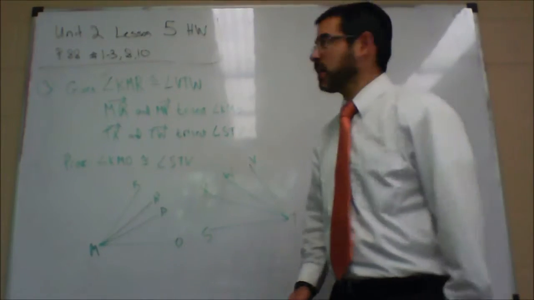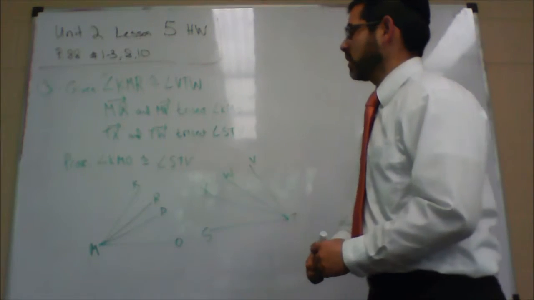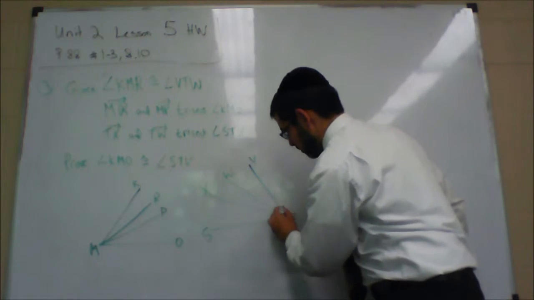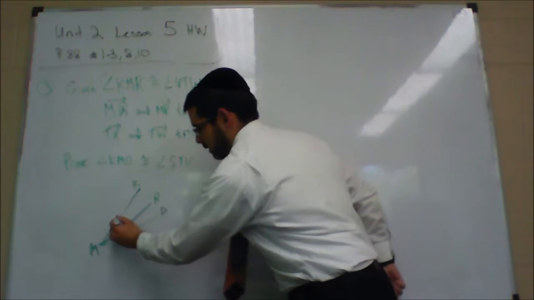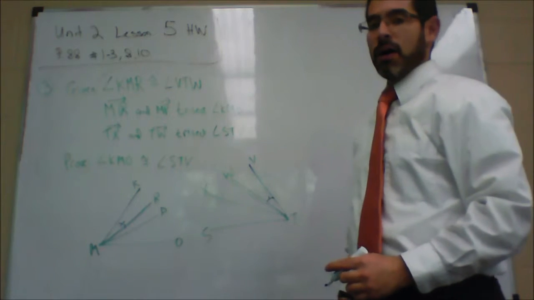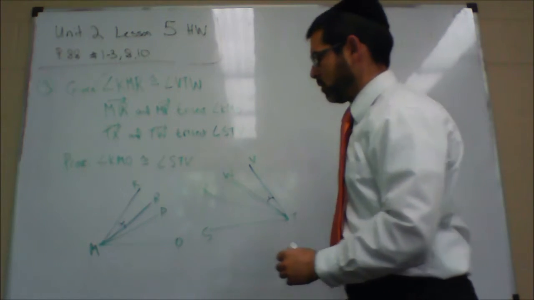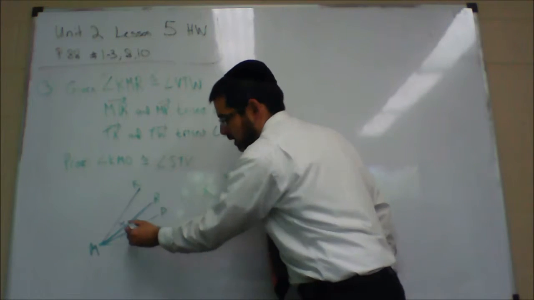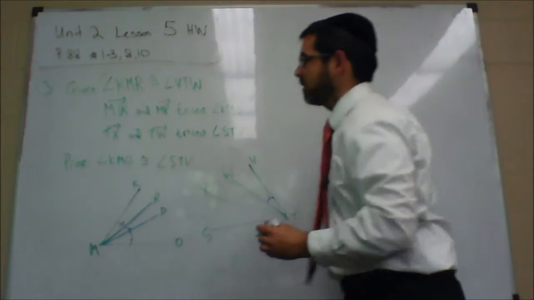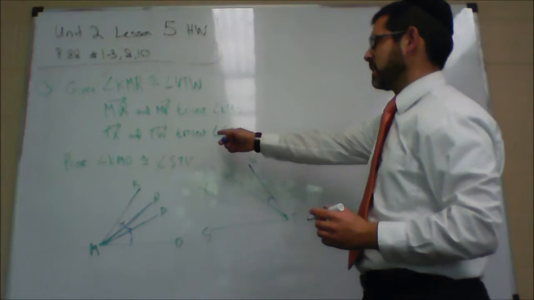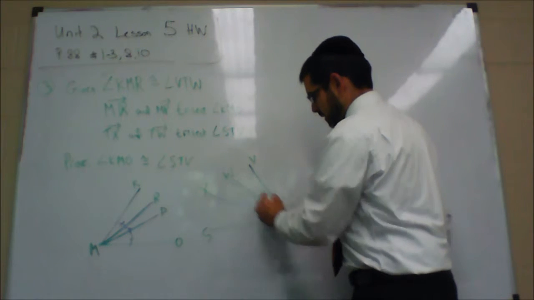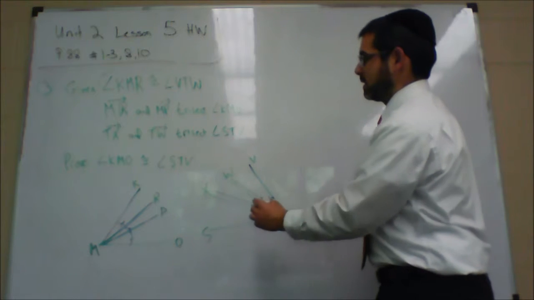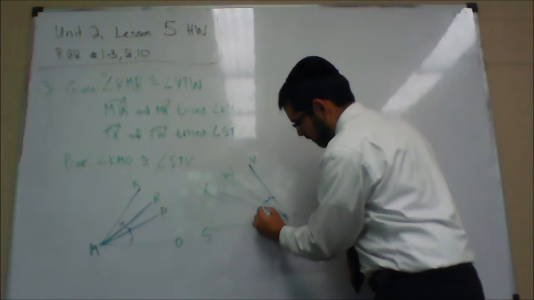Okay, here's problem number 3. It says given KMR is congruent to LTW. So this one is KMR is congruent to BTW. So I can draw those tick marks there. And I know that MR and NP trisect KMO. So MR and NP are trisecting this, which means that all three of these are going to be the same. And I know that TX and TW trisect STV, so that means all these are going to be the same.